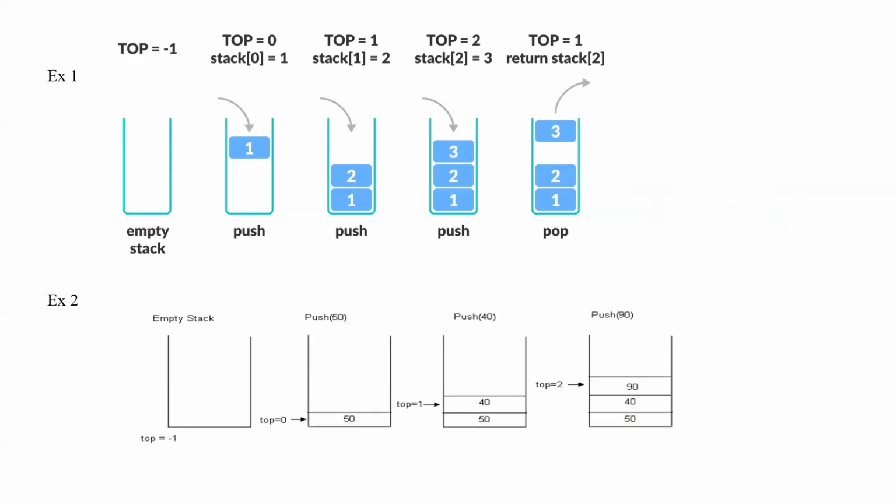Initially, when the stack is empty, we will initialize the top value to -1, because the value at the top will be -1. When we increase the value, the top value will become 0. So whenever we want to insert a value, first I will increase the value of top, which we usually call top plus plus, or top is equal to top plus 1.